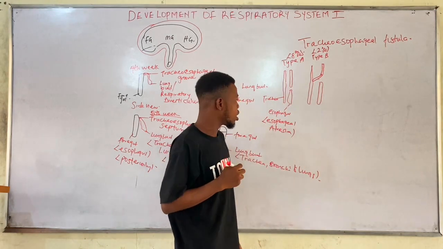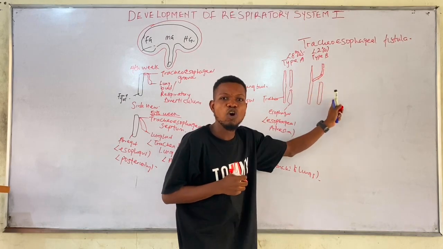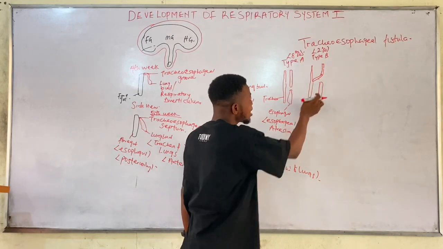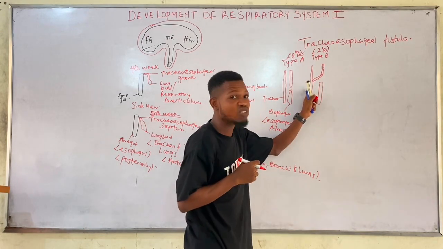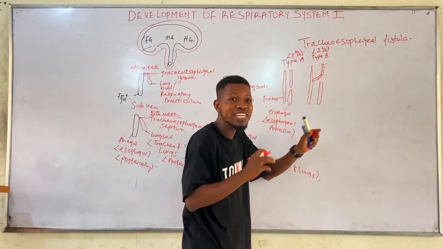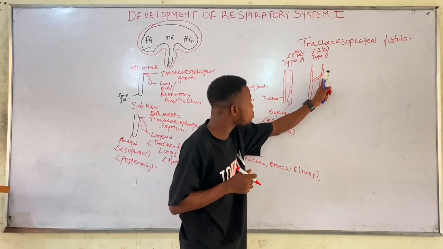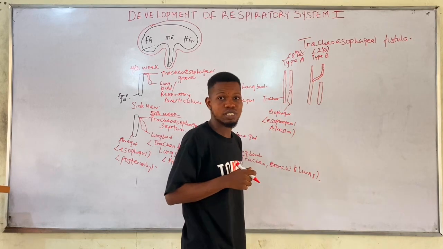For type B tracheoesophageal fistula, you need to know that there is loss of communication between the esophagus and the stomach, in the sense that the upper portion of the esophagus communicates with the trachea, while the lower portion ends in blind pouches. That is what we call type B.